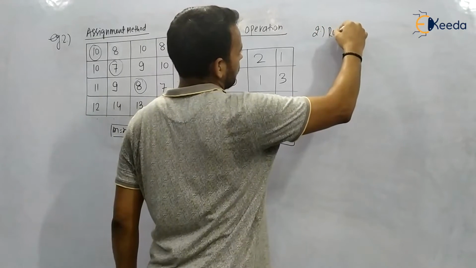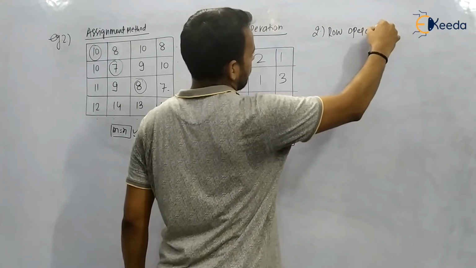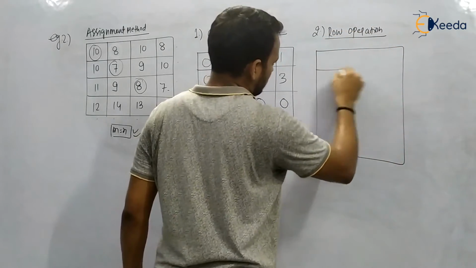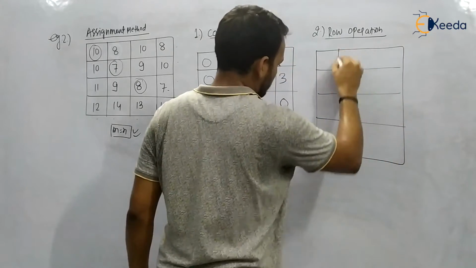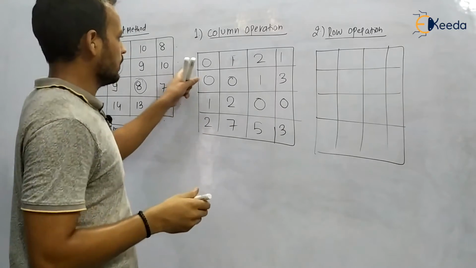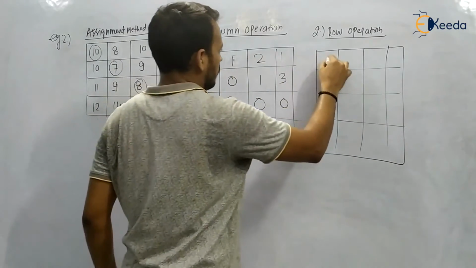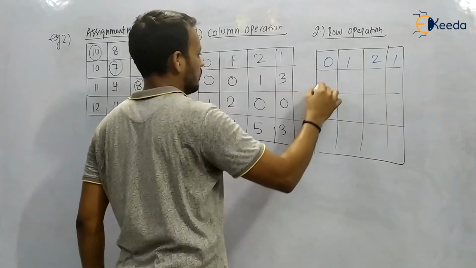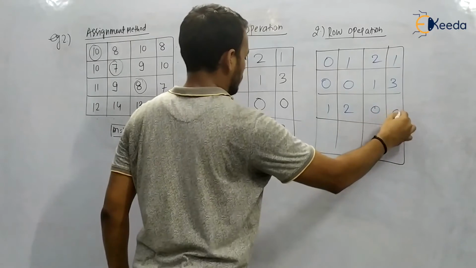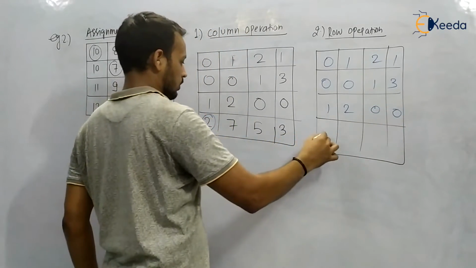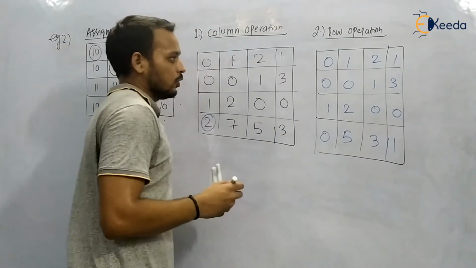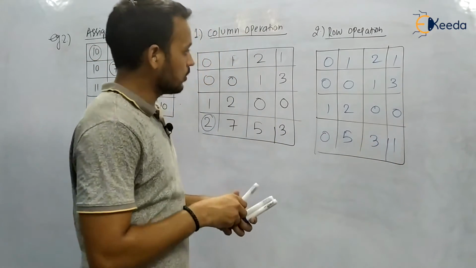Now the second is row operation, so we will go for each row. The 0 won't be changed, again 0 0 1 3, again we have got 0, now the minimum is 2, so this is 0 5 3 and 1. So what we have to do is select unique 0.